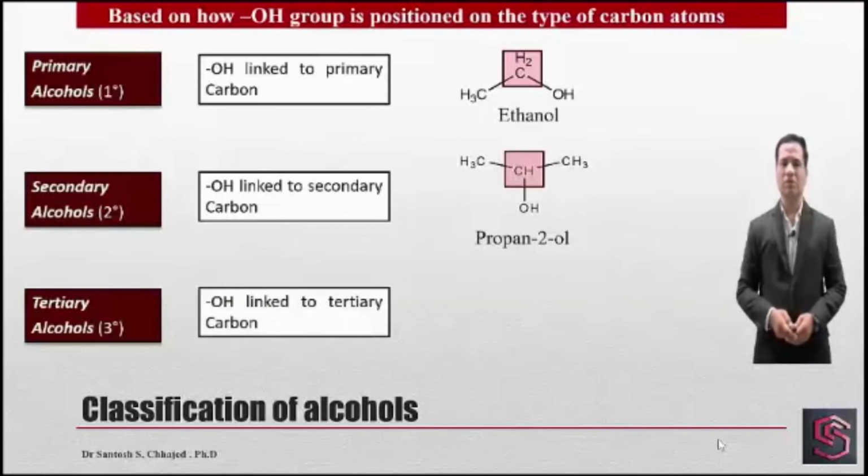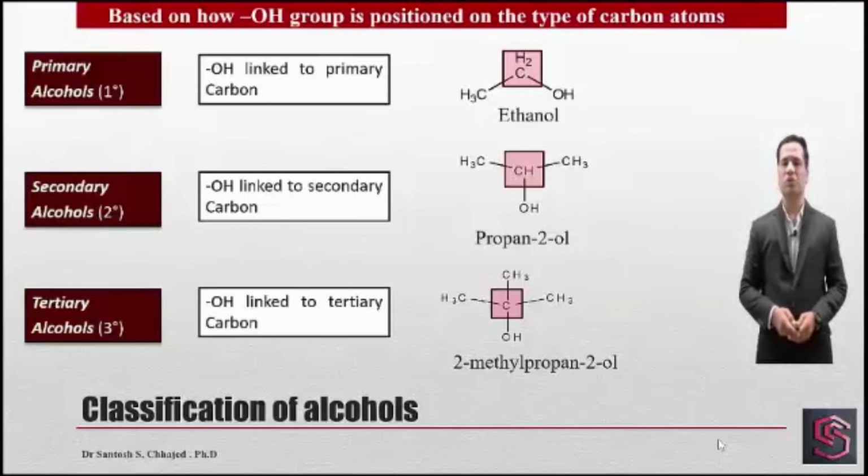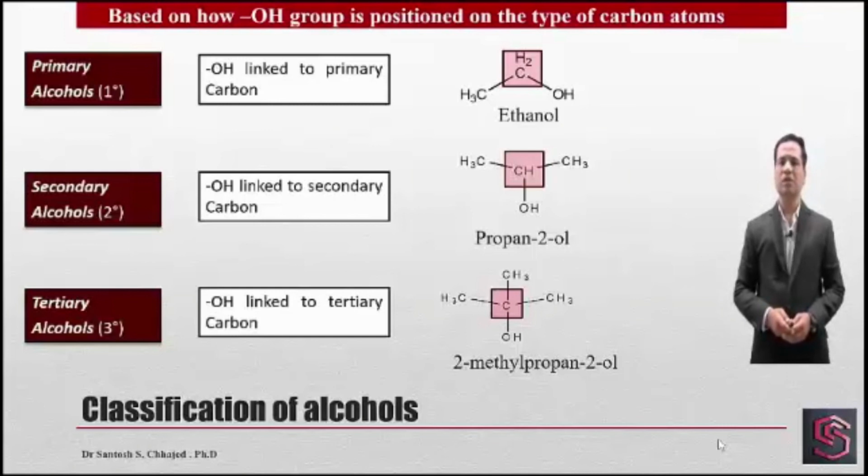Moving forward, tertiary alcohols: in this case the hydroxyl group becomes linked to a tertiary carbon. The example is 2-methyl-2-propanol. The carbon which I marked with the colored square is tertiary in nature, as it is linked to 3 alkyl groups, and the hydroxyl group has become linked to the tertiary carbon. That's why this is an example of a tertiary alcohol.